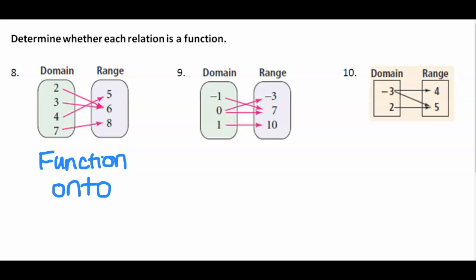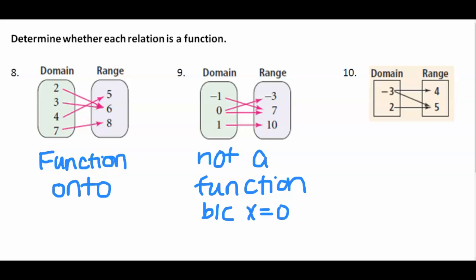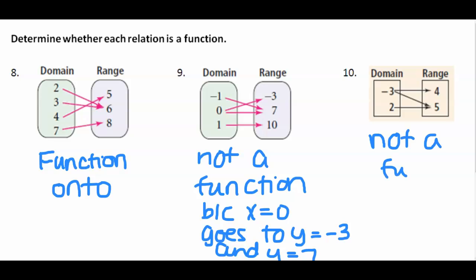Number 9, that is not a function. And if it's not a function, we don't identify it as one-to-one or onto. It has to be a function to be identified as one-to-one or onto. It's not a function because x equals 0 goes to y equals -3 and y equals 7. Same with number 10. That is not a function because -3 maps to 4 and -3 maps to 5.